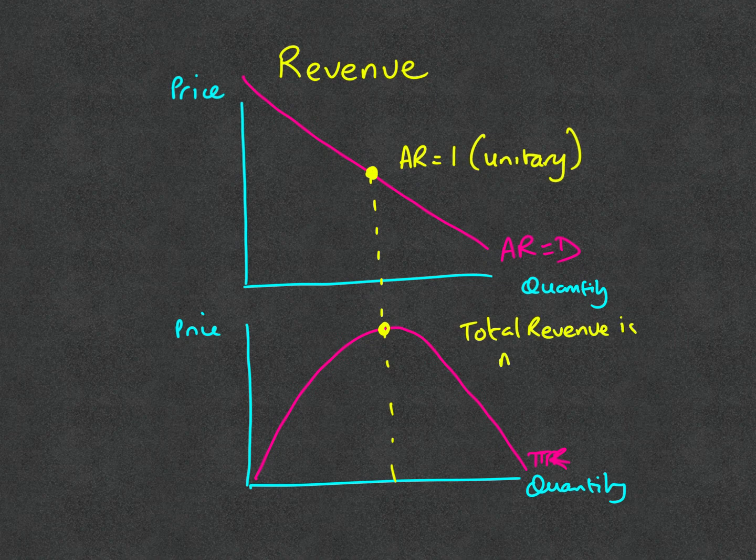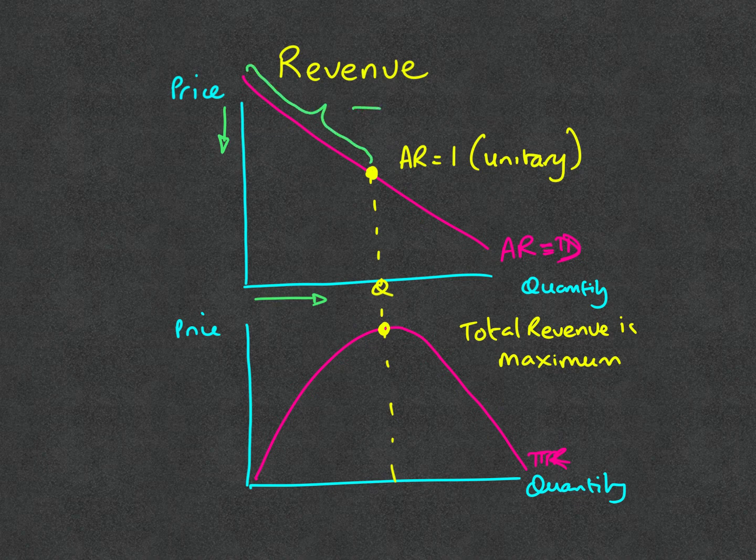So this is interesting. Let's look at what happens before you get to Q and after you get to Q, because we want to understand why at unitary point revenue is maximized. Well, there's a reason why. The demand curve shows a relationship between price and quantity. Therefore, we've got to think about what happens when the price falls at the top half of the graph.